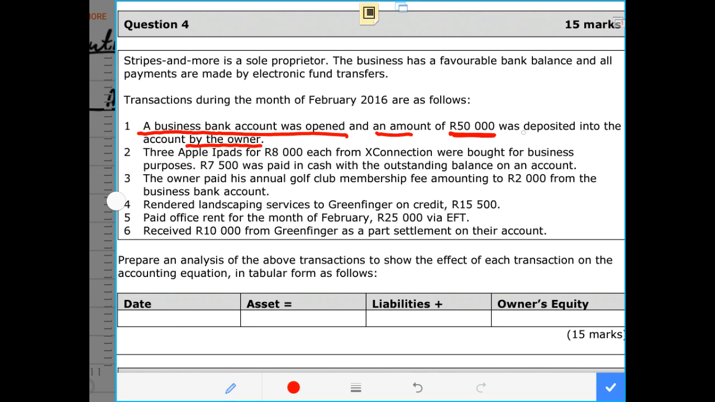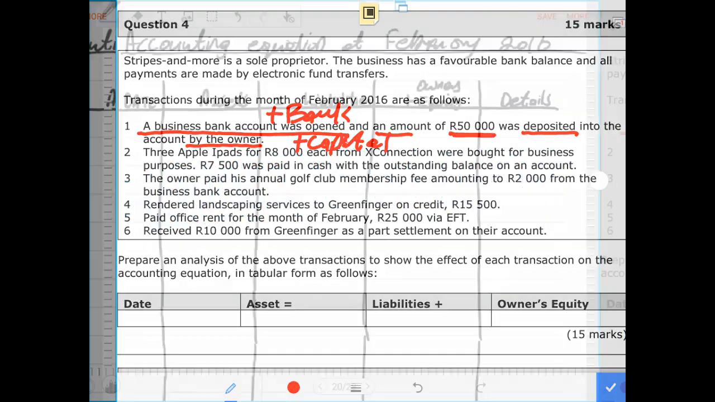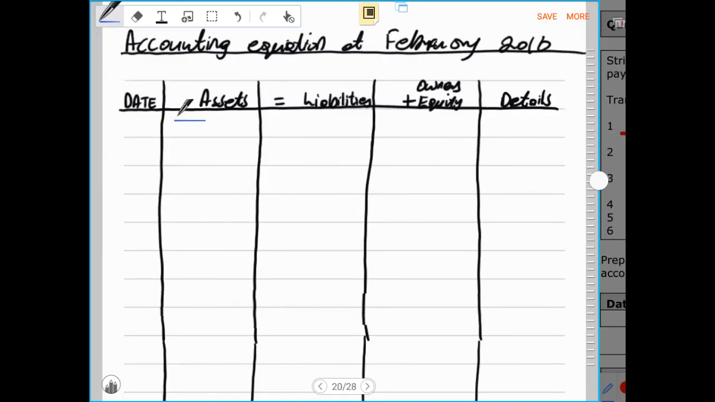Because the owner deposited money into the bank of the business, the bank account as an asset will increase, and at the same time the capital contribution will also increase, because the owner deposited money in the form of capital contribution. So when we do our accounting equation, this will be a plus 50,000 rands of the money that was deposited by the owner. And because capital affects owner's equity, this will be recorded as 50,000 under owner's equity.